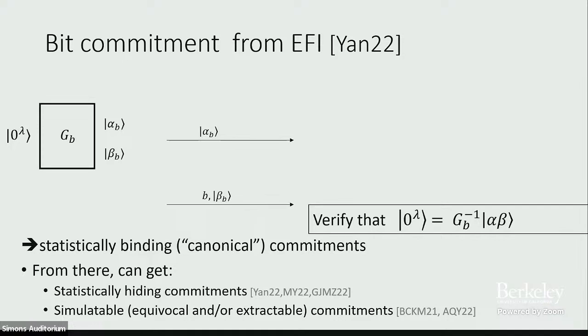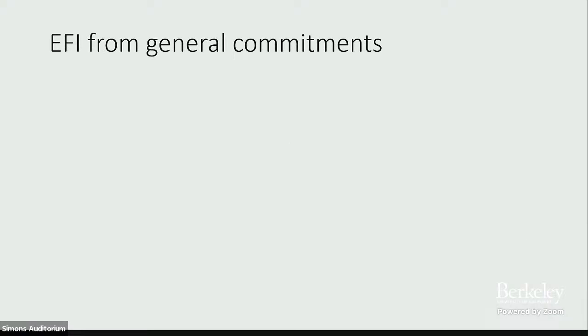So now we have statistically binding and computationally hiding commitments. You can actually flip things. There are several different complementary ways to do this, very cute tricks. Now you can get statistically hiding and computationally binding commitments in a number of different ways. You can also get a stronger notion called simulatable, equivocal, extractable commitments. This is done by AQY, and then you can use them to do MPC in generic ways.